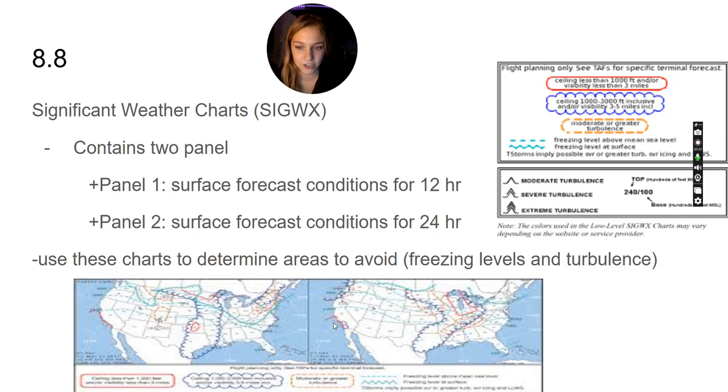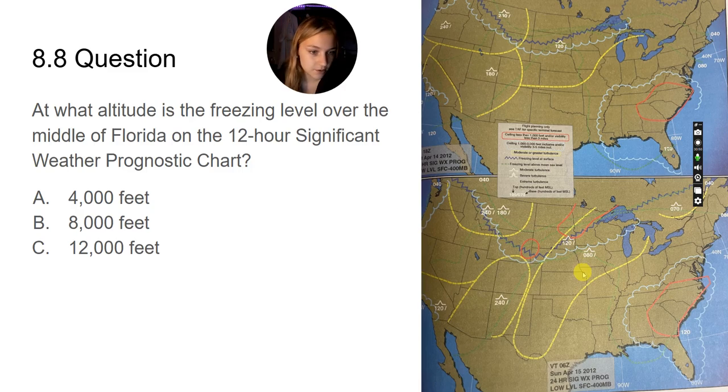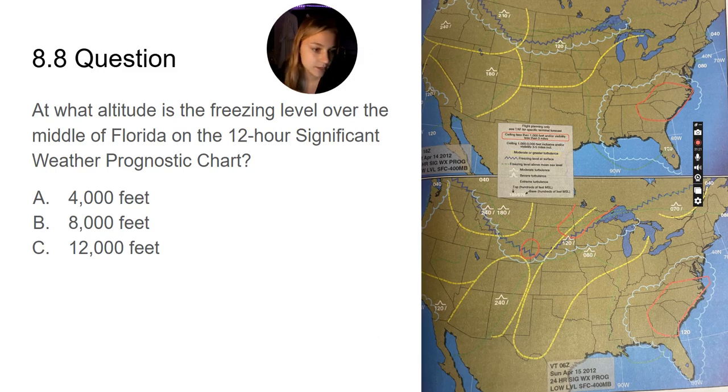I couldn't find that good of a picture to show you, but here is a little bit better. You can see at 8,000 feet there is light turbulence right there. But anyways, at what altitude is the freezing level over the middle of Florida on the 12-hour significant weather prognostic chart? And if you don't live in America, Florida is right here. The answer is 12,000 feet, because we can see that right here and right here. This is actually the one we should be looking at. 12,000 feet.